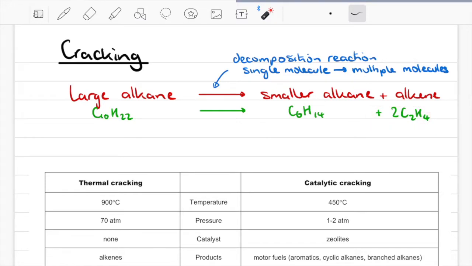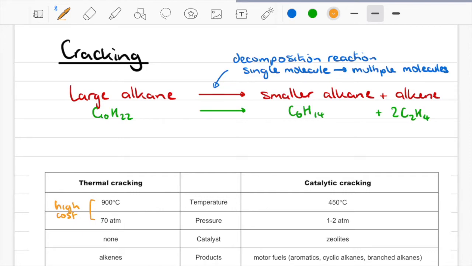Now, the two types of cracking, thermal and catalytic, I'm afraid you do have to remember these conditions. Thermal cracking, you've got a particularly high temperature, you've got a particularly high pressure. What that does is increase the cost. Pressure in particular is expensive. So you've got a high cost there, so there's an economic factor.